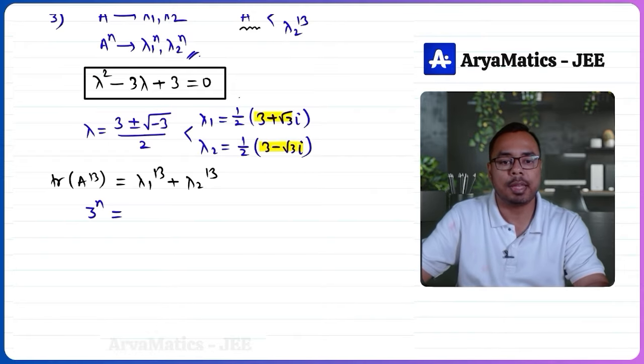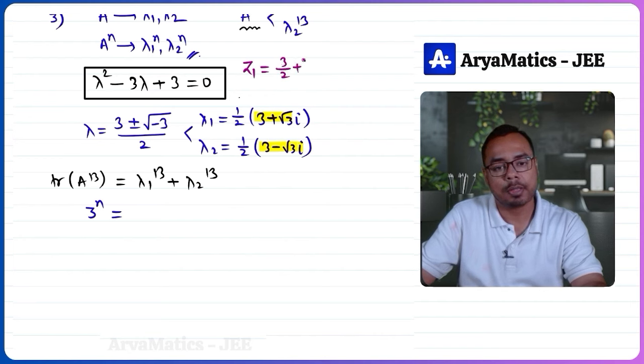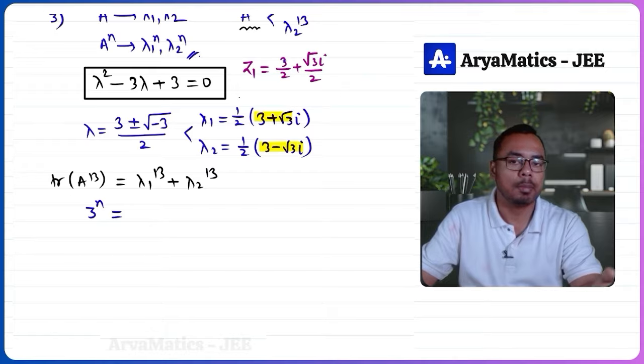So if I say that this complex number, let us say lambda 1, I'm representing as Z1. So this is 3 by 2 plus root 3 iota by 2. Now how do we write this complex number in polar form or Euler form? For that we need the modulus and the argument of this complex number.